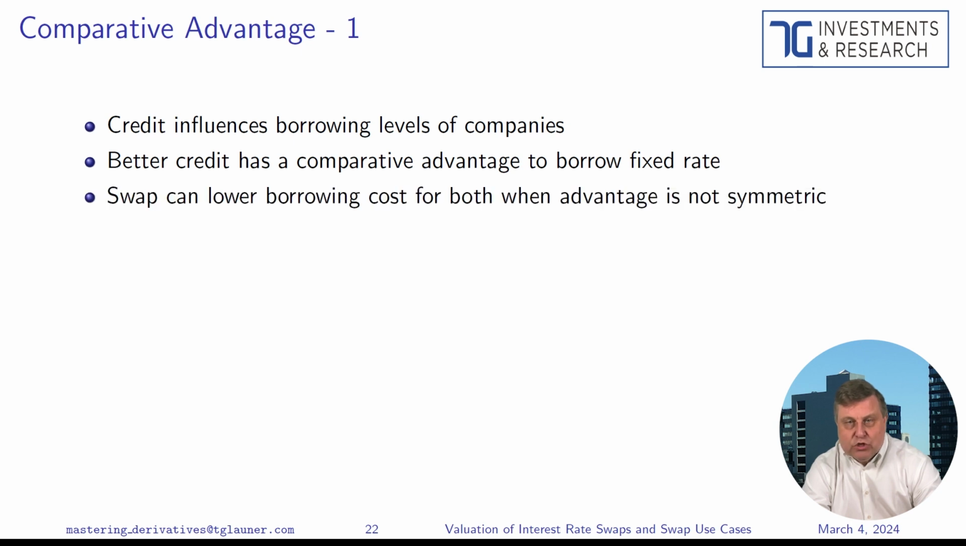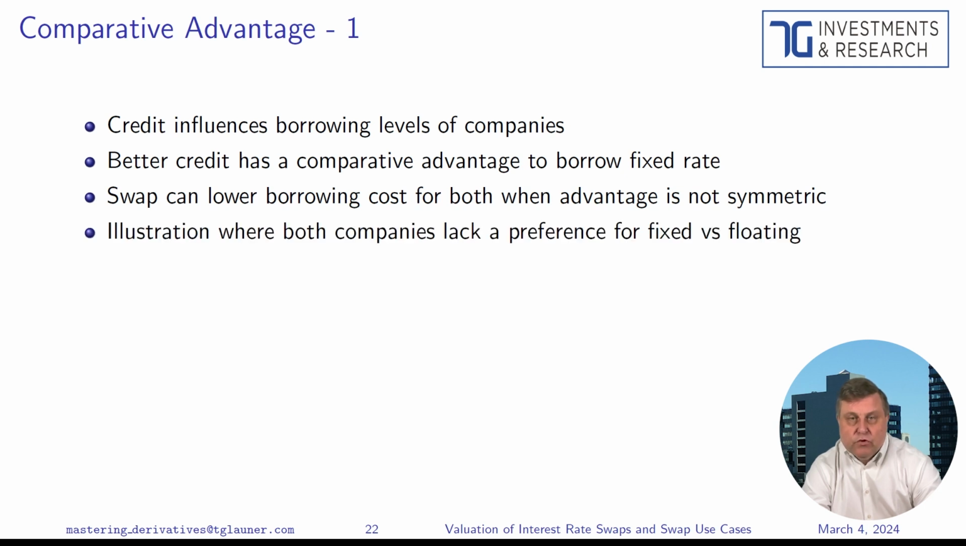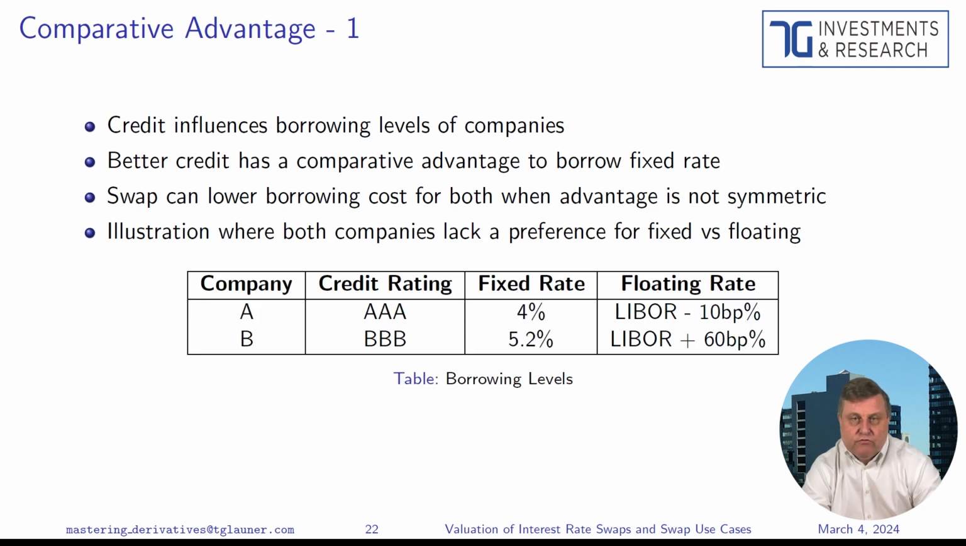Swaps allow to reduce costs for both borrowers if the comparative advantage is not symmetric, and the companies are indifferent to borrowing at fixed or floating. For illustration purposes, imagine 2 companies with different credit ratings. They are indifferent between choosing fixed or floating rates as payments.